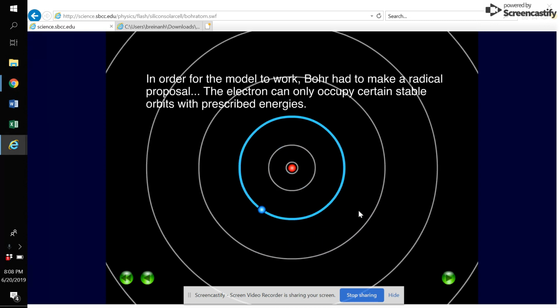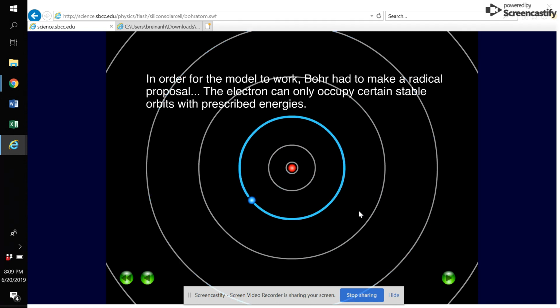In order for the model to work, Bohr had to make a radical proposal. The electron can only occupy certain stable orbits with prescribed energies. This screen shows that the electron can occupy several different orbits, but is never found in between. This is what is meant when we say the electron is quantized. More properly, each specific orbit determines a specific energy for the electron, so it is better to say the energy levels or energy of the electron are quantized.